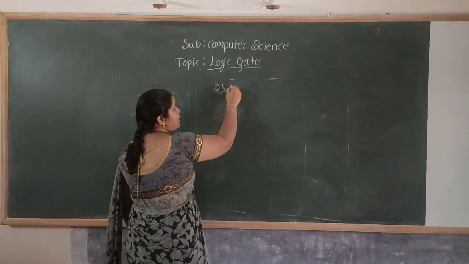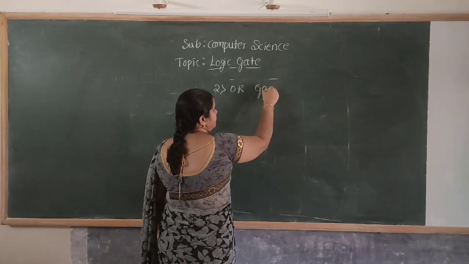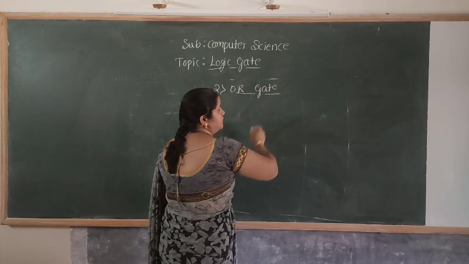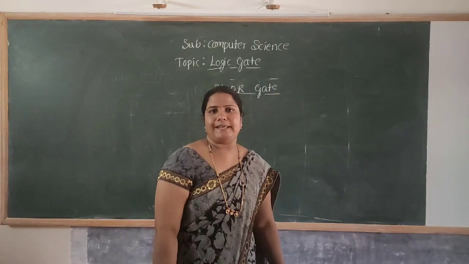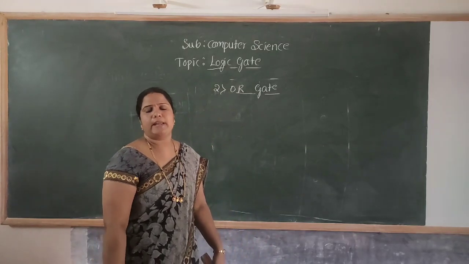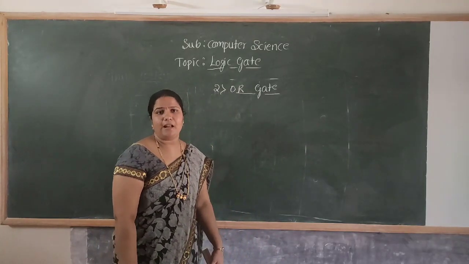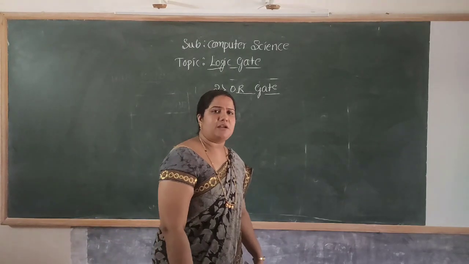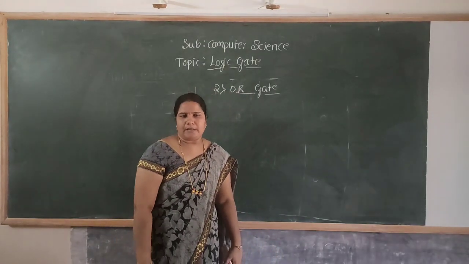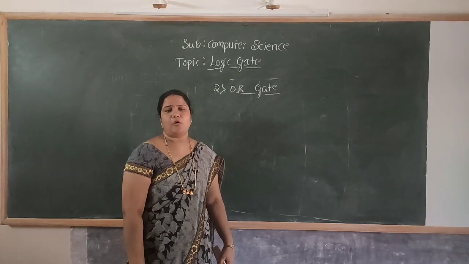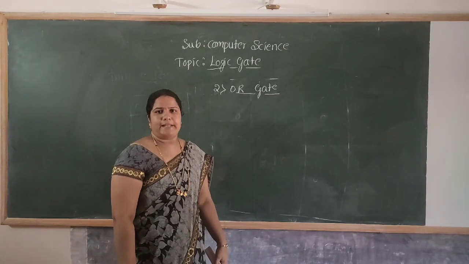Second one will be the OR gate. The OR gate is one of the basic gates. It contains two or more input signals producing a single output. The output will be logical addition. In the AND gate, the output will be logical multiplication; in the OR gate, the output will be logical addition.